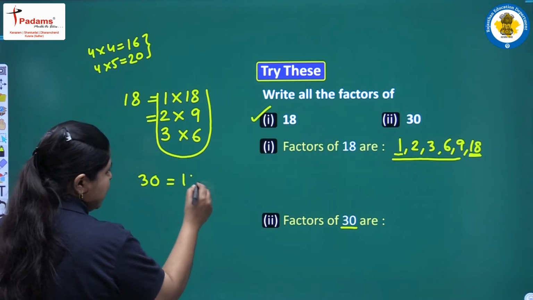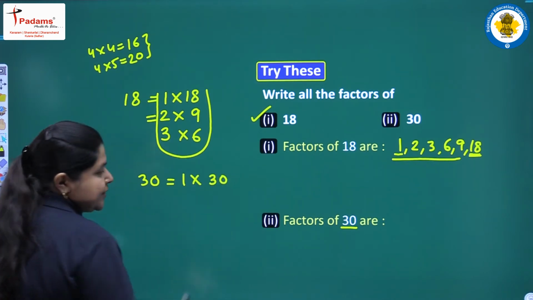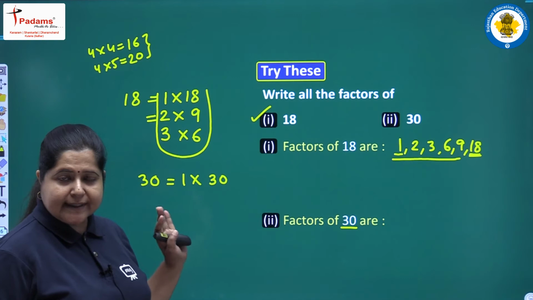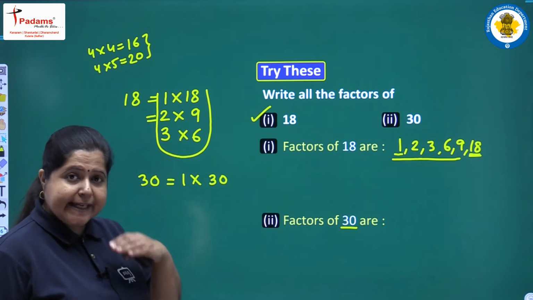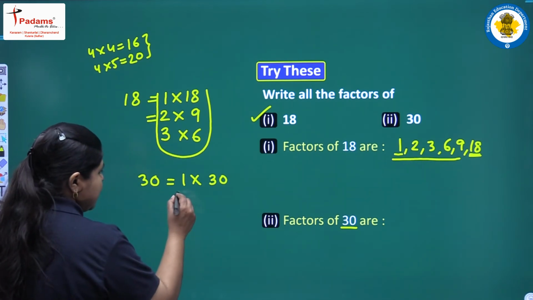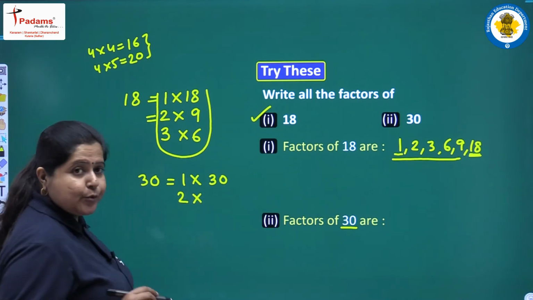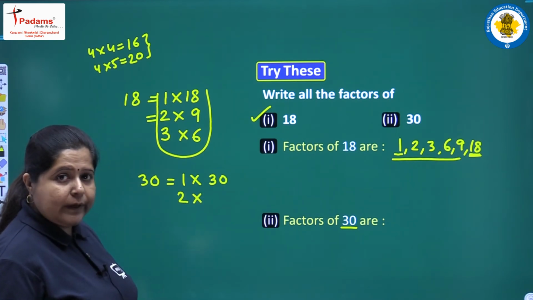We know 1 into 30 is 30. So the first pair is 1 into 30. Then we will take up the second pair. We start with 2 now. Take up the table of 2. Just try to think it over.